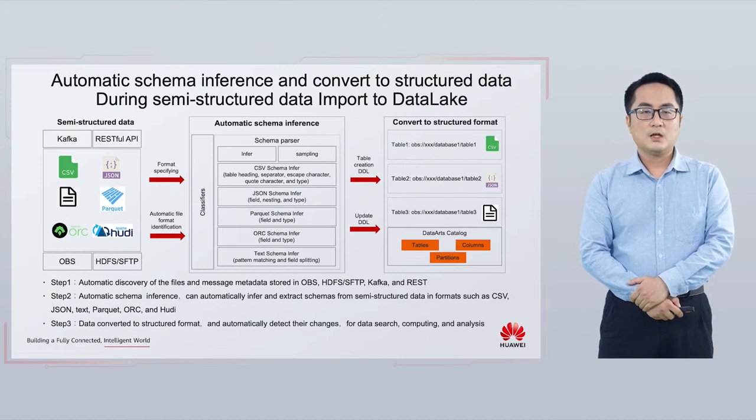Now, I will show you the new technical features. The metadata of semi-structured data can be automatically parsed, and the data can be converted into structured formats during import to the data lake. Step 1. Automatic discovery of the files and message metadata stored in OBS, HDFS, Kafka, and so on. Step 2. Automatic schema inference can automatically infer and extract schema from semi-structured data in formats such as CSV, JSON, text, Parquet, and Hoodie. Step 3. Data is converted to structured formats and changes are automatically detected for data search, computing, and analysis.